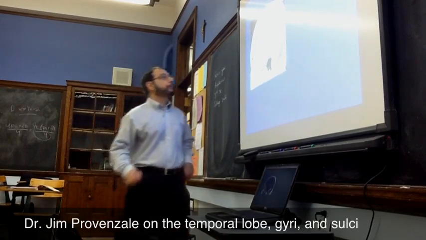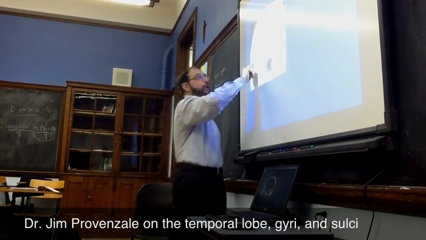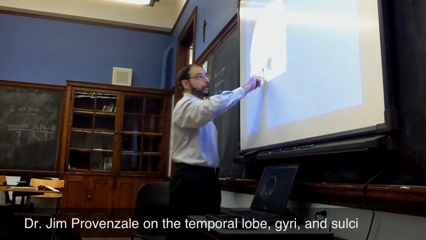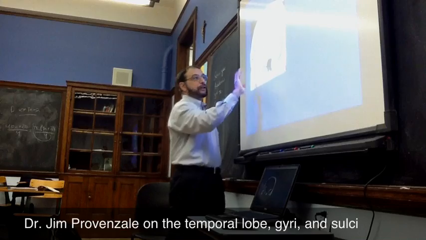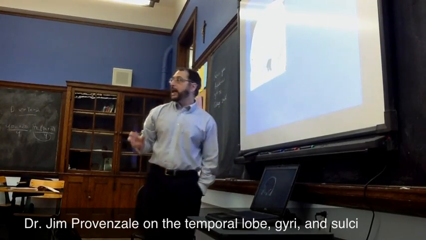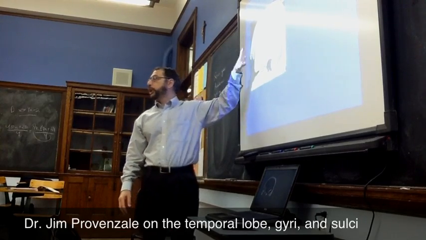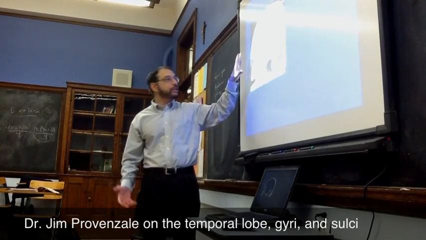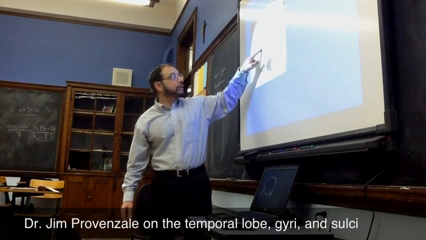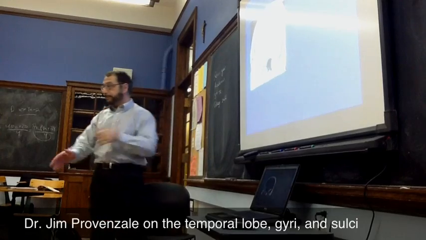Okay. So here is a sagittal view of the brain. What you're seeing here is the frontal lobe, and this is the temporal lobe. If you look carefully, you can see the temporal lobe has basically 3 divisions. These bumps on the surface are called gyri, singular gyrus. And then there are slit-like things in between them, and those are called sulci.